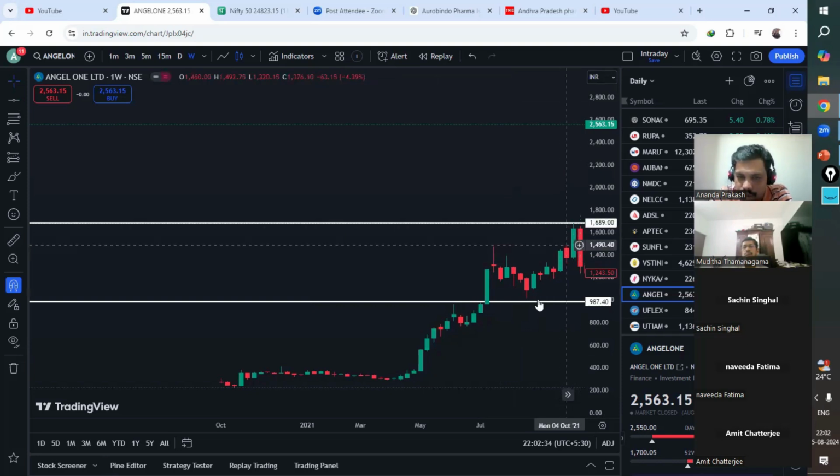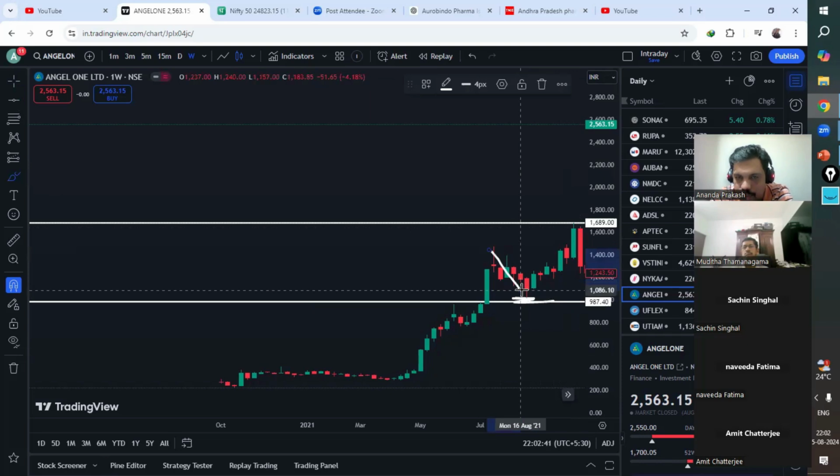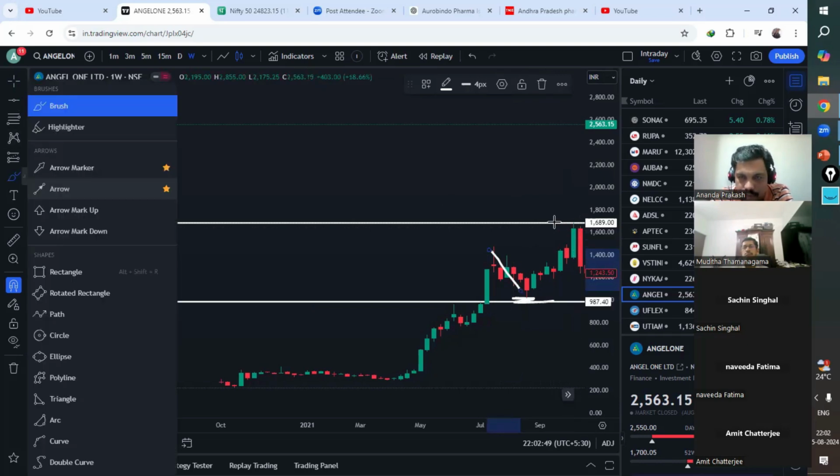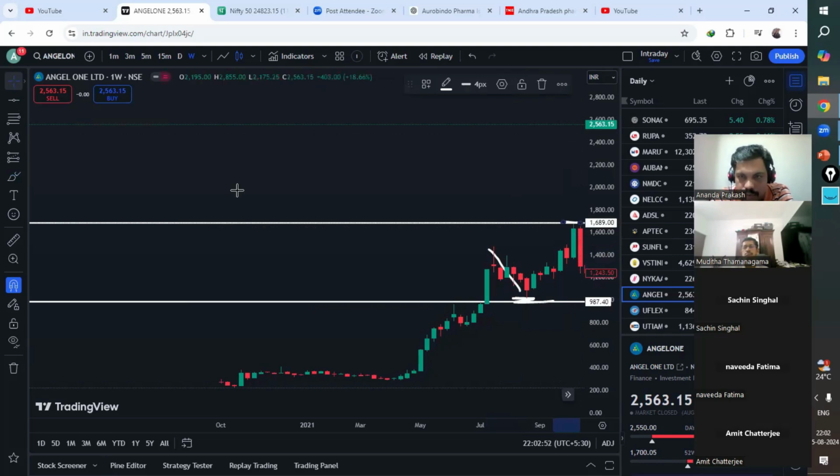Okay, now this is a support. Why is this a support? The market went up from this area. You can see here, this is a fall, probably 3-6 weeks. It fell down and it went up, right? So that is the reason I'm marking here. And this is the resistance. I'm marking this area. Okay.